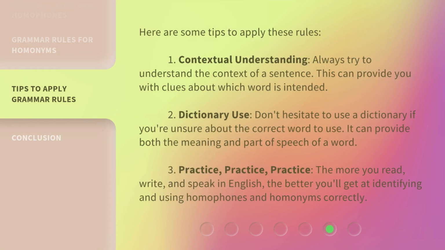Here are some tips to apply these rules. 1. Contextual understanding. Always try to understand the context of a sentence. This can provide you with clues about which word is intended. 2. Dictionary use. Don't hesitate to use a dictionary if you're unsure about the correct word to use. It can provide both the meaning and part of speech of a word.